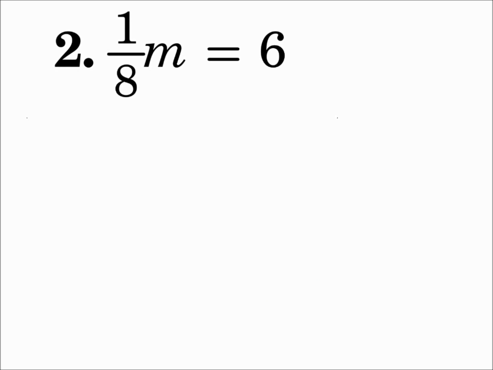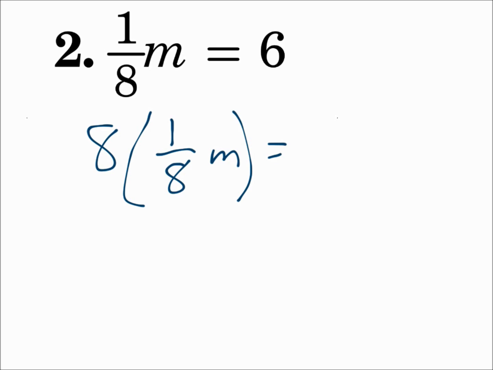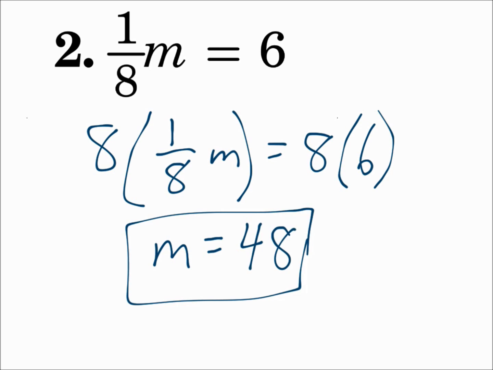Number 2. 1/8 m equals 6. That's 1/8 times m, so do the opposite operation and divide both sides by 1/8. And dividing by 1/8 means multiply by the reciprocal, which is 8. Multiply both sides by 8. That will get the variable by itself. 8 times 1/8 is 1. 1 times m is m. And 8 times 6 is 48.